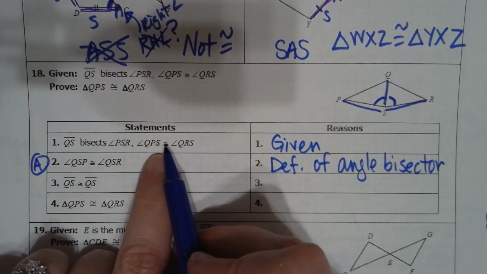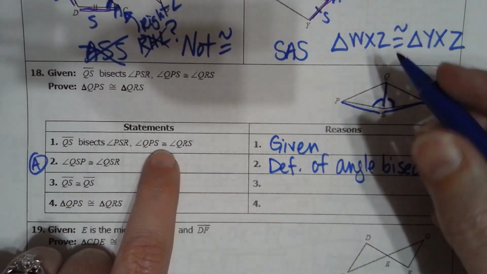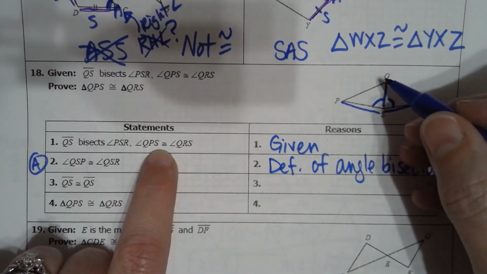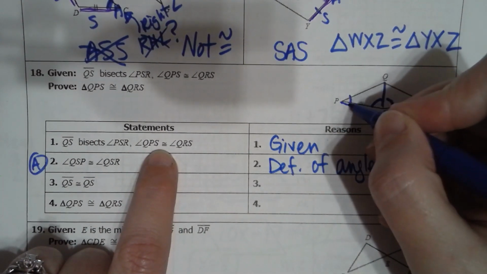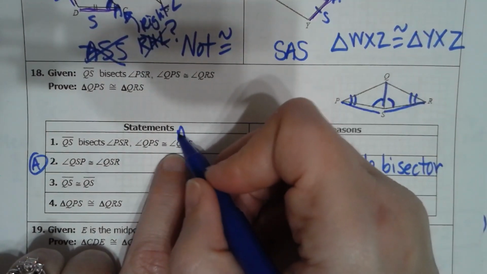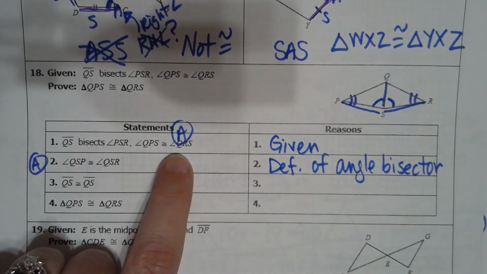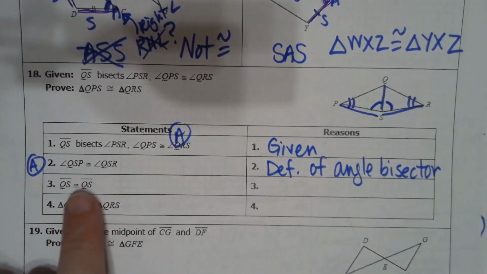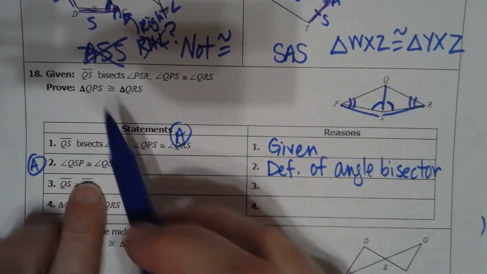Oh, they had this other angle that was given. I hate that they wrote on the same line. QPS is this angle way out here, QRS way out there. So that's another angle. And then there are no more givens.